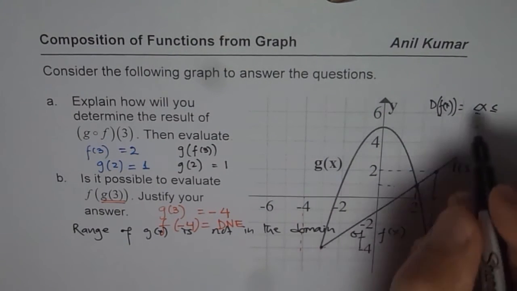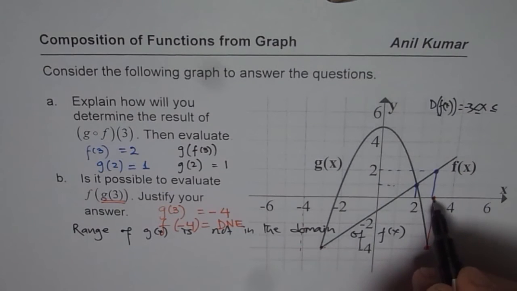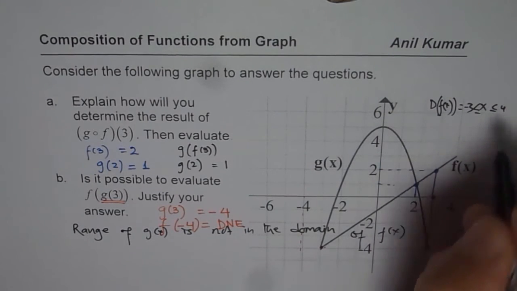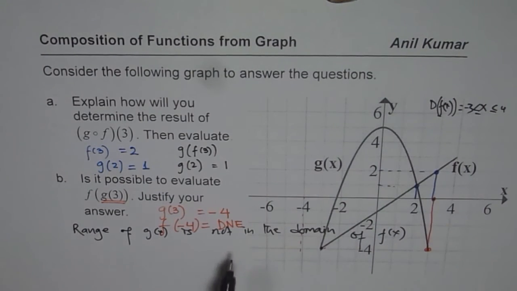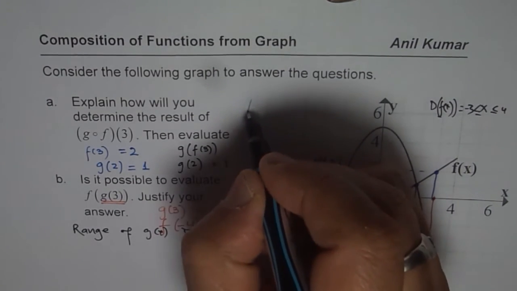The domain of f of x is from minus 3 to 4, and that value minus 4 is not in the domain of f. That is why we cannot find it. So it is important to understand that when you're working on composition of functions, the composition is only possible if the range of the inside function is within the domain of the outside function.